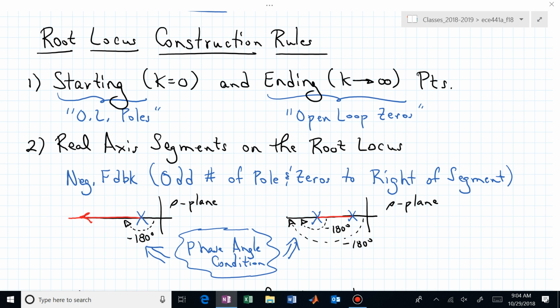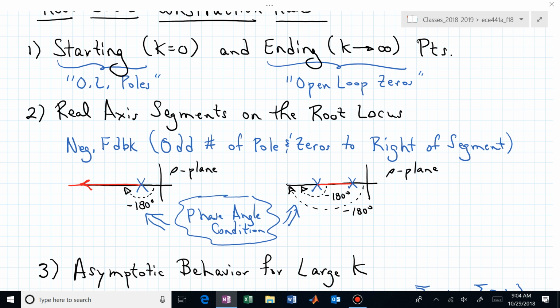Those that do terminate on open loop zeros, and I hope we are clear on what that means. Those are the roots of this polynomial that we've defined as little n of S. The zeros of that are our open loop zeros. The root locus branches start on our open loop poles, which are the roots of the denominator polynomial d of S in our generic or in our standard root locus structure.